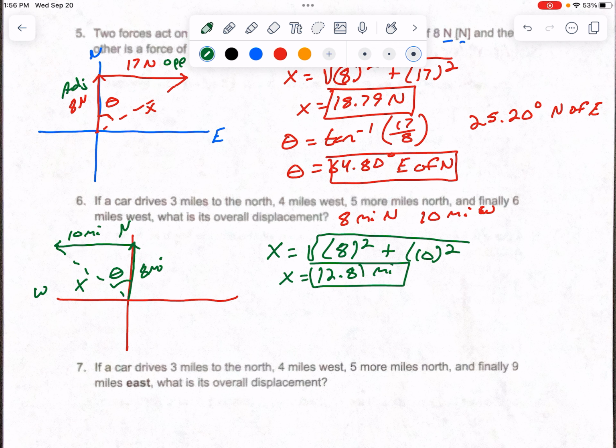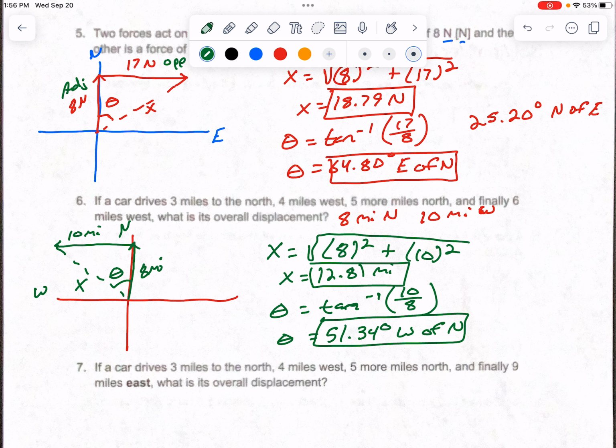So there's your magnitude. Our angle is the inverse tangent. 10 miles would be your opposite, 8 miles would be your adjacent, so opposite over adjacent, 10 over 8, and you get an angle of 51.34 degrees. It's touching the north line, so that's got to be my last letter, so that'd be west of north. And the counter angle for this one would be 38.66 degrees north of west.